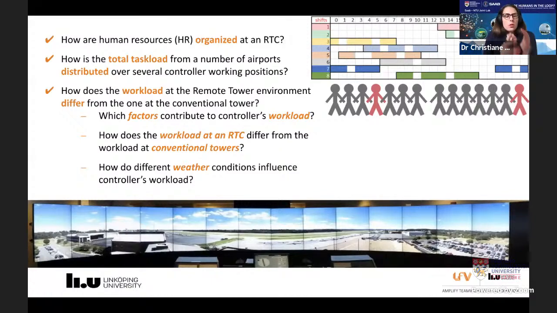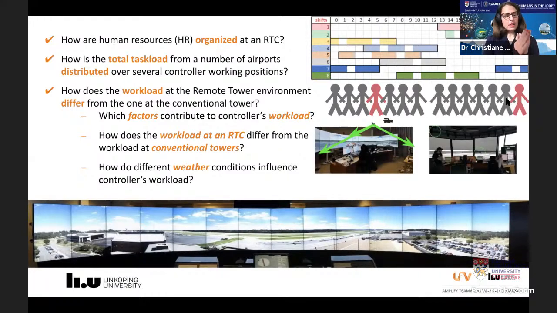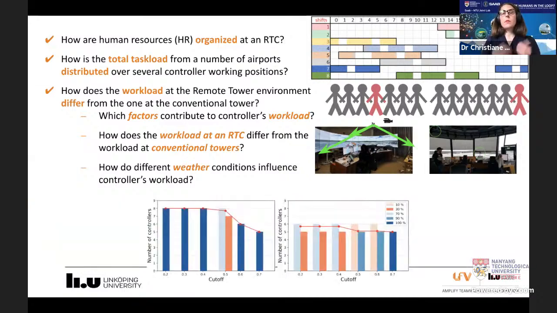The next question was, can we see something that's similar for the remote tower center and conventional towers? So we looked at simulation data and video recordings, and we had a field study at Bromma Airport, and then analyzed that to see some necessary conditions for workload rating increases. And finally, as you just saw from our last slide from Tatjana, we have different weather conditions, and we wanted to see how they influence the controller workload.